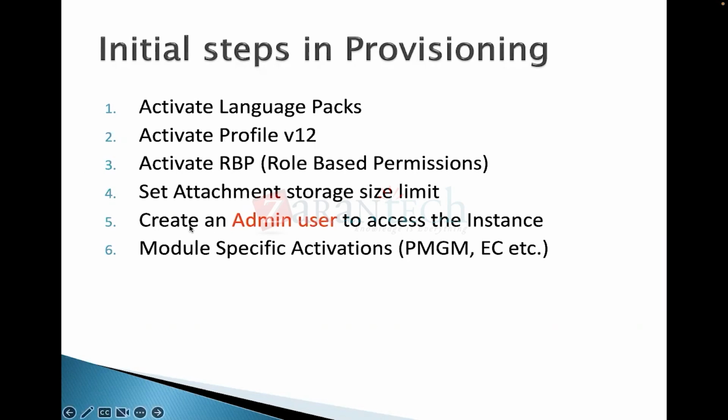Even the fifth point is mandatorily required, for you to have an ID and password on the instance front end. That is also mandatory. You need not ask the client for that. The last point will have a client dependency. It is module specific: what all PMGM features to be enabled, what all EC features to be enabled, the client has to give the requirements. Accordingly, we enable the required things in the last step.